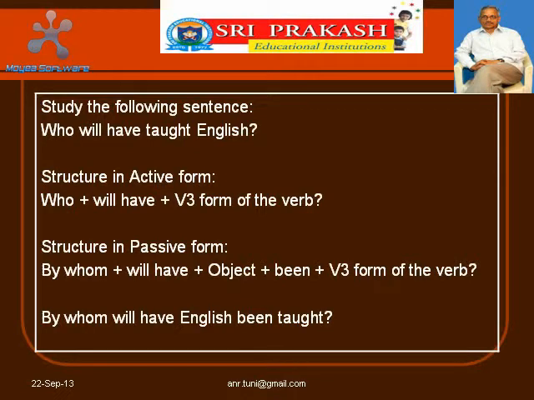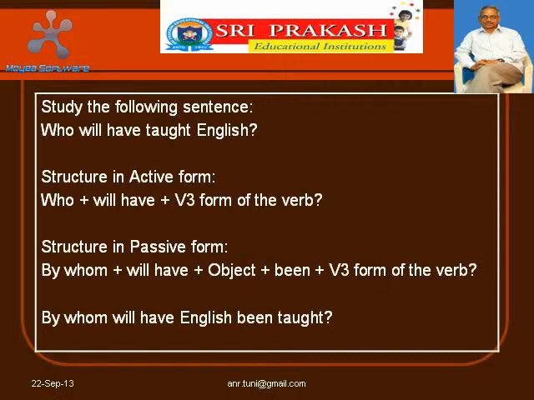Study the following sentence. Who will have taught English? What is the type of the sentence? It is interrogative, informative sentence, as it asks the information about the person who taught English. Can you identify the object of the sentence? Yes, it is English. We get the answer English when we raise a question, what is taught?